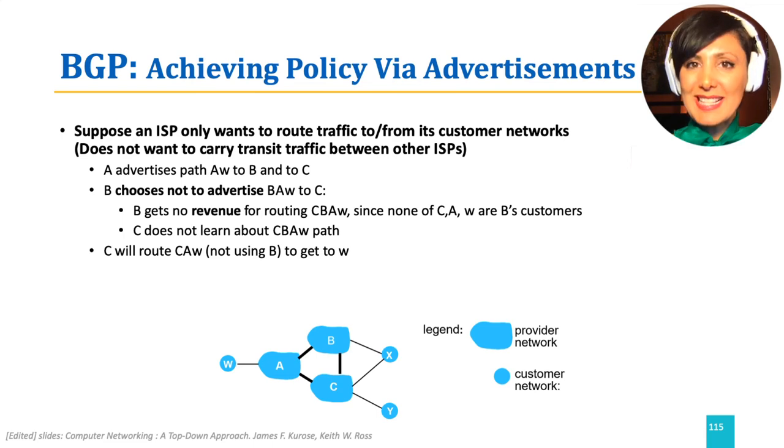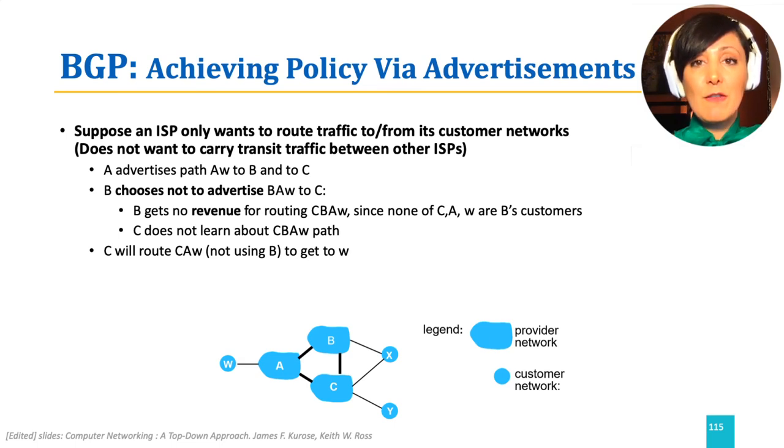As we previously discussed, BGP can enforce policies. Using policies, ISPs can control their traffic. For example, suppose we have the following network with A, B, and C provider networks and W, X, and Y being customer networks. A advertises path AW to both B and C, but B does not want to route C's traffic to A or W. This might be because there is no revenue in doing that, or for security reasons.